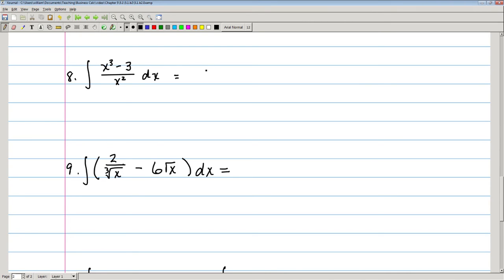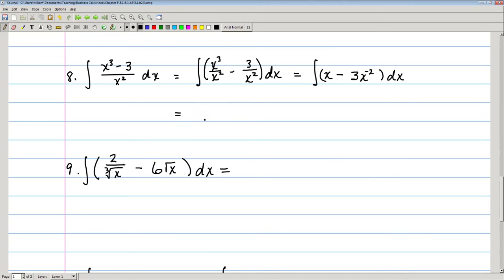Let's do that here. Remember that an expression like x cubed minus 3, divided by something, was just x cubed divided by x squared, minus 3 divided by x squared. We'll put parens around it. And now we can simplify this a little bit. x cubed divided by x squared is just x. And if we write 3 divided by x squared using rational exponents, we have a negative 2.